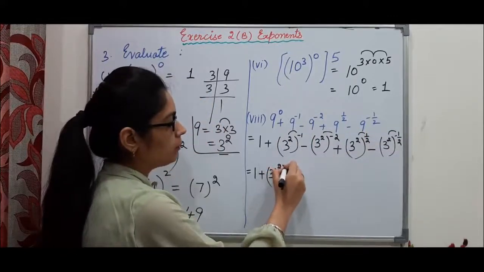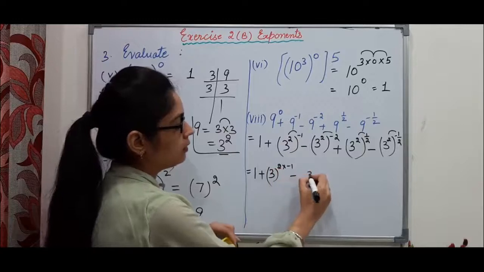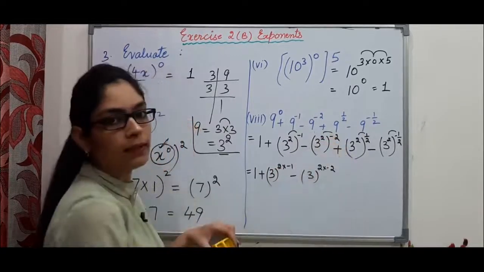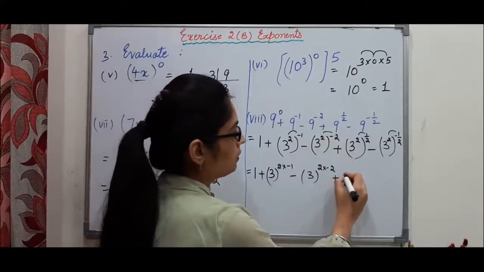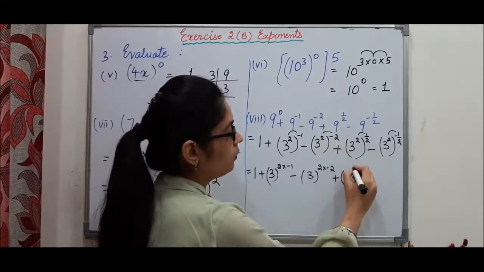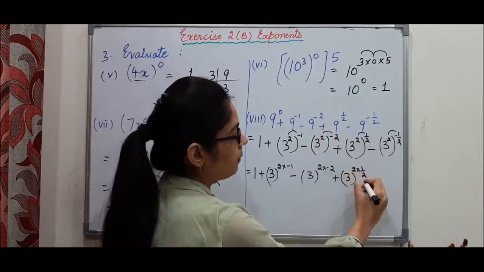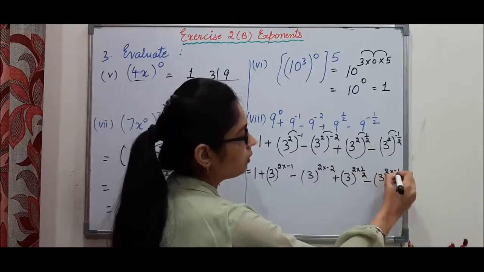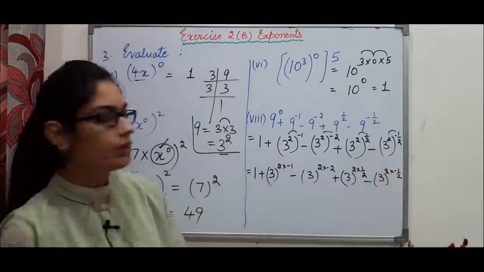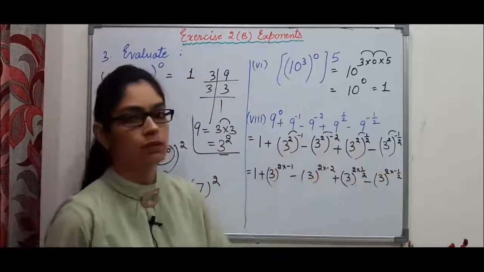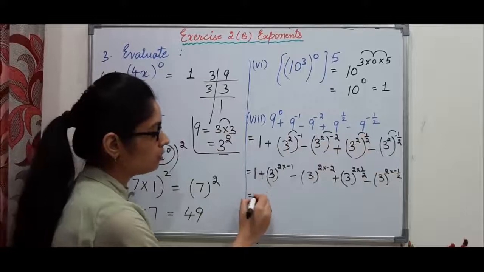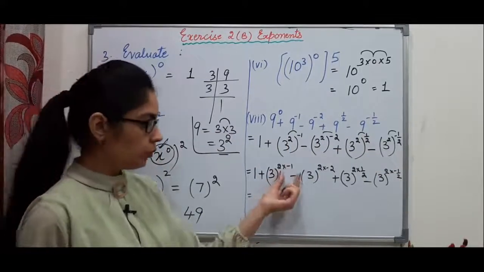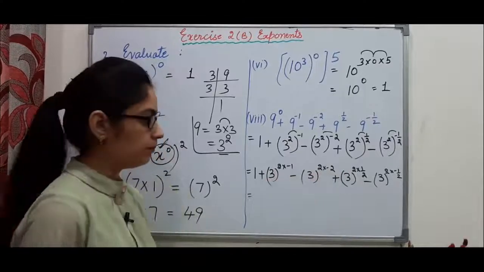2 into minus 1, minus 3 to the power 2 into minus 2, 2 into minus 2, plus 3 to the power 2 into 1 by 2, minus 3 to the power 2 into minus 1 by 2. See, I have just multiplied all the powers, because 2 powers are there with all the numbers. So I have to convert these two numbers into one number.